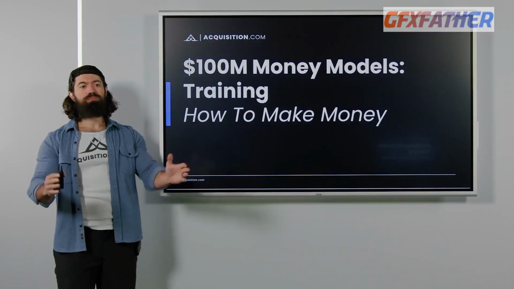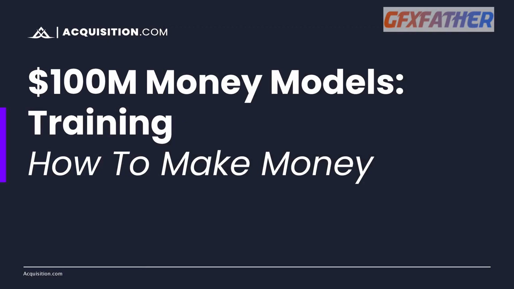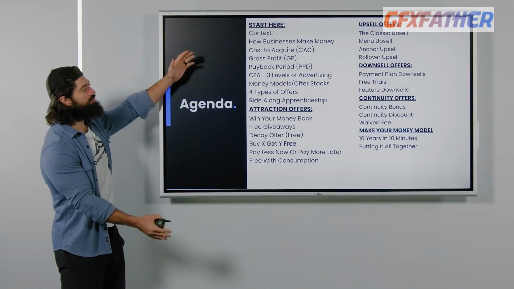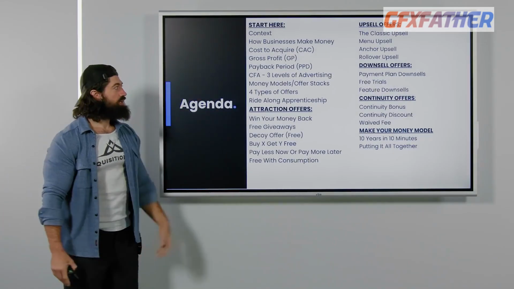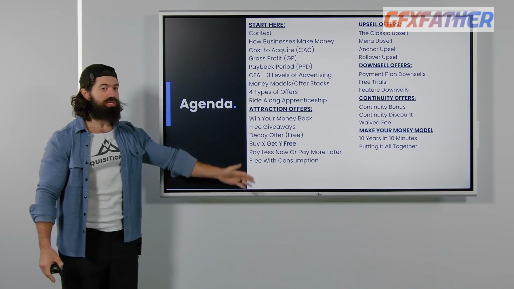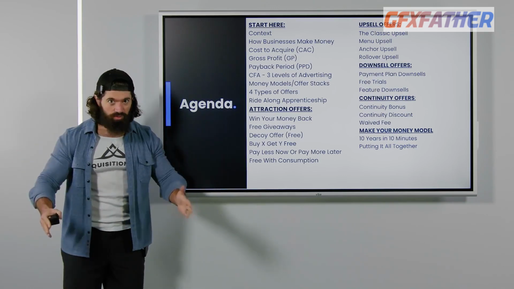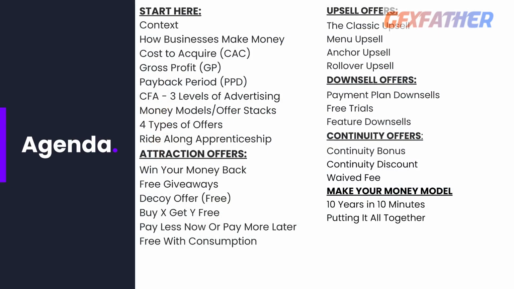$100 Million Money Models, the training on how to make money. We're going to be covering all of this stuff in the next few hours together. You'll also notice that some of these things correspond with the chapters of the book, $100 Million Money Models. You'll also know that some of these things are not included in the book, and that is because some of these things are extras.